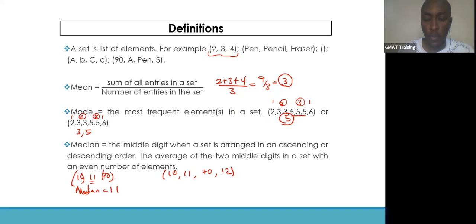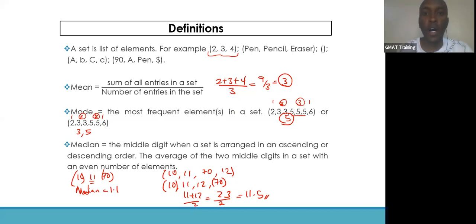What about this set with an even number of elements: 10, 11, 70, 12? Is it ordered? Not really, 12 is out of place. Let's order this: 10, 11, 12, 70. Now it's ordered in ascending order. Let's take out the outer values and keep the 2 middle digits. This is when we find the average. So 11 plus 12 divided by 2 is 23 divided by 2, which is 11.5. The median for this set is 11.5, and the median of the other set is 11.